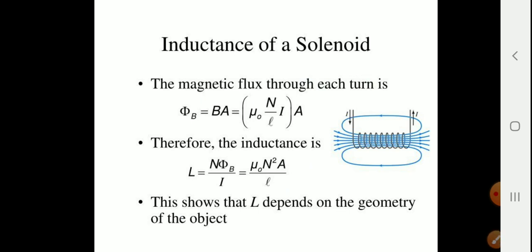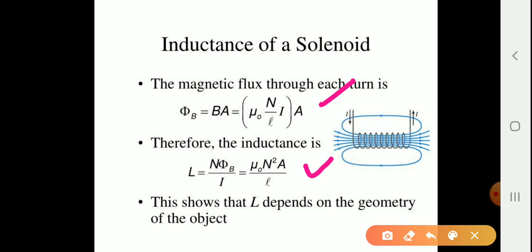Inductance of a solenoid. In the case of magnetic flux density B, the magnetic flux through each turn is phi B equal to B A, which is mu 0 n upon small l times I times A. Therefore, the inductance L equal to n phi B upon I equal to mu 0 n square A upon l. So L depends on the geometry of the object.